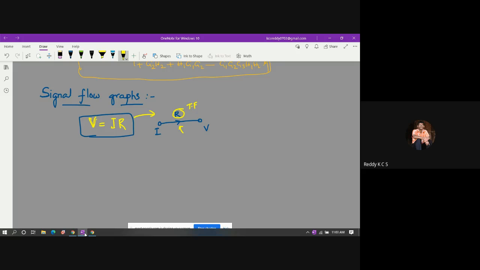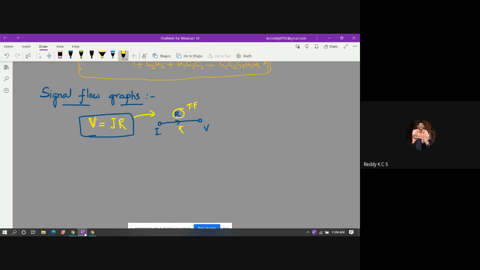Also, the signal flows only in one direction, that is along the arrow. Here I have mentioned the voltage, which is dependent on the current. That is why the current is the independent variable and V is the dependent variable. All the branches here represent the cause and effect relationship, because V is obtained from this I as well as this R.